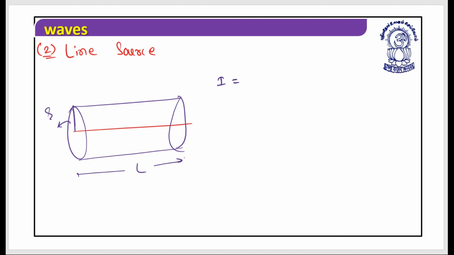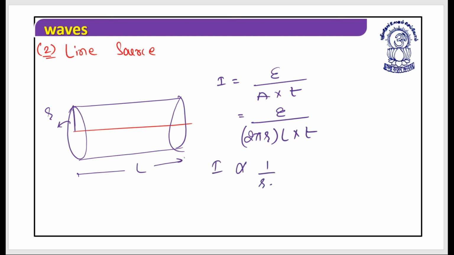So again, intensity is equal to energy divided by area into time. This will be equal to E divided by area, which is equal to 2 pi r into L into T. So this intensity is inversely proportional to R. I hope this is clear. This is I, which is inversely proportional to 1 by R.